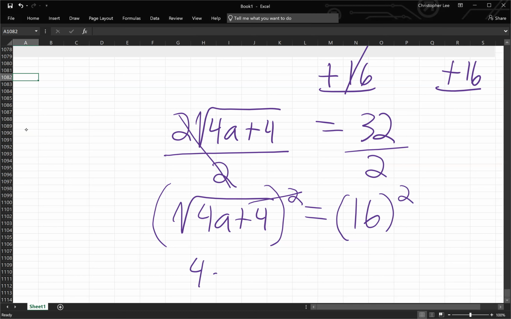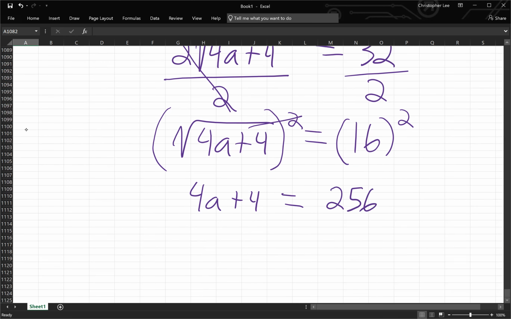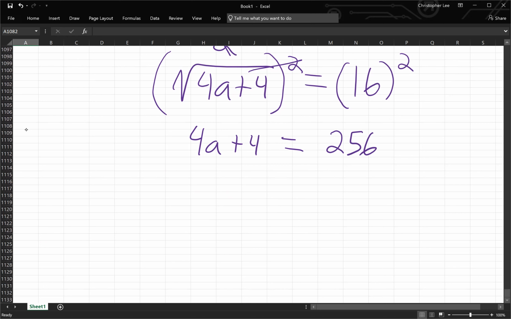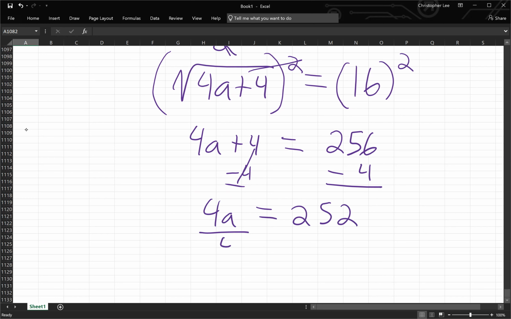So now what do I have? 4a plus 4 is equal to, what's this? 256. Okay, I trust you. All right. So now, what do we want to do? Solve for a. So I'm going to subtract 4 from over here. What I do to one side, I do to the other. So what do I have? 4a is equal to 252. And I want to divide by 4.